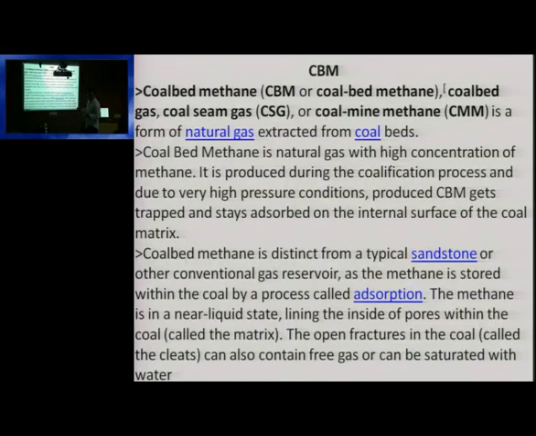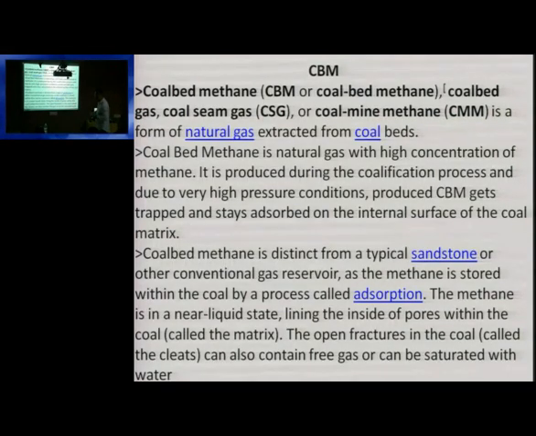I'll just read through this one. These are very simple terms. Coal bed methane is a natural gas with a high concentration of methane. It is produced during the process of coalification, and due to very high pressure conditions, the produced CBM gets trapped and stays adsorbed, AD, on the internal surface of the coal matrix. Clear? Coal-based methane is distinct from a typical sandstone or other conventional gas reservoir.